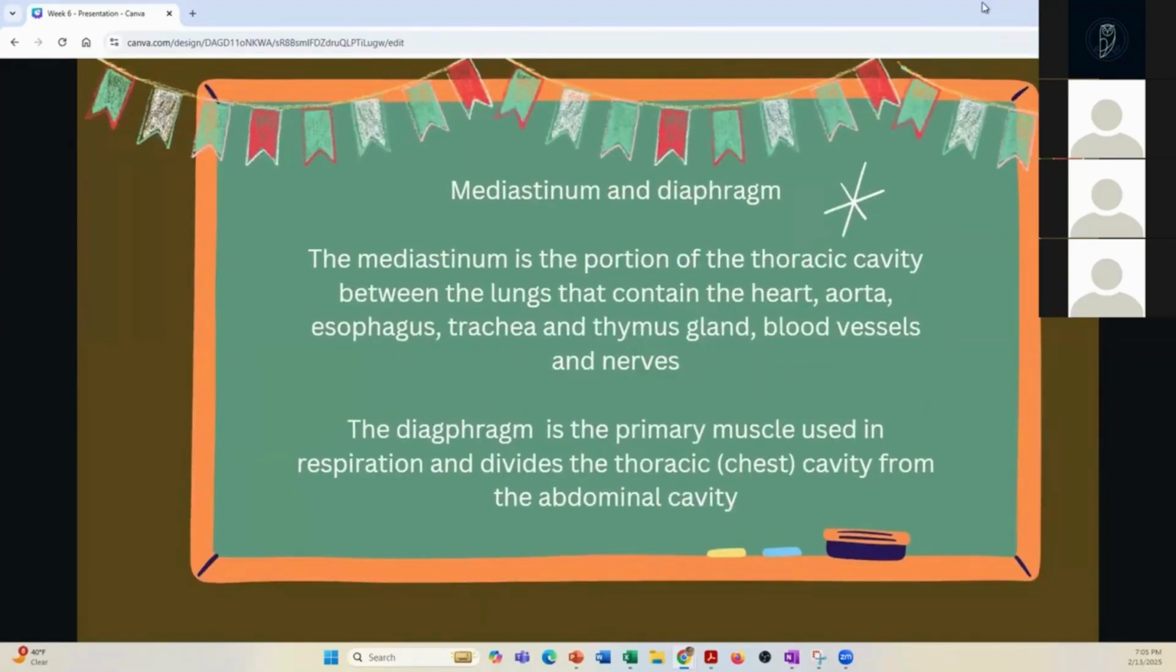All right, mediastinum and diaphragm. The mediastinum is the portion of the thoracic cavity between the lungs that contains the heart, aorta, esophagus, trachea, thymus gland, blood vessels, and nerves. And the diaphragm is the primary muscle used in respiration and divides the thoracic cavity, which is the chest cavity, from the abdominal cavity.